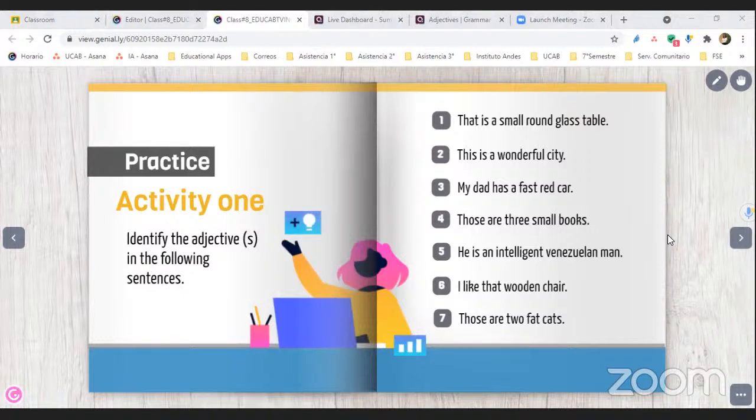Let's see. Okay. Maybe Esteban, we have the first sentence. That is a small table. Can you tell me if you see an adjective or many adjectives? Can you tell me which they might be?